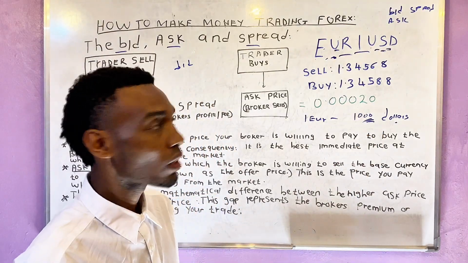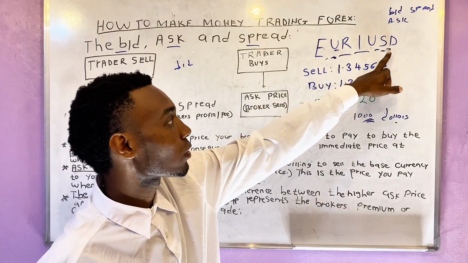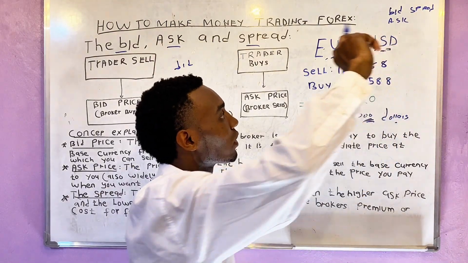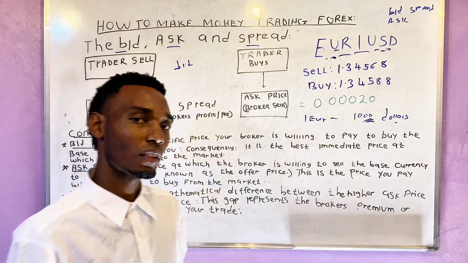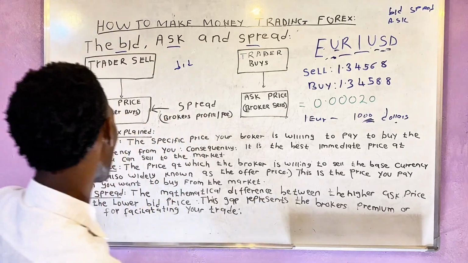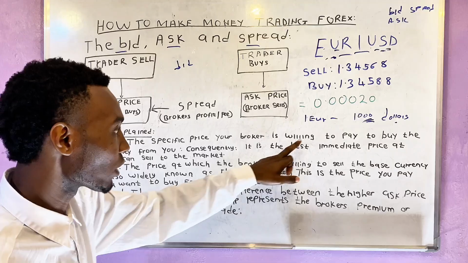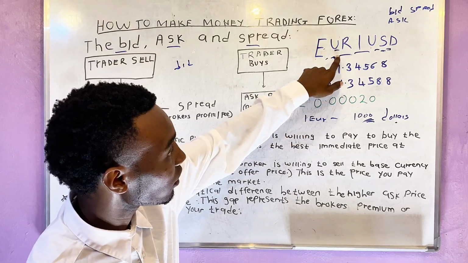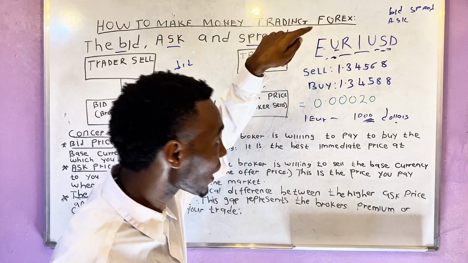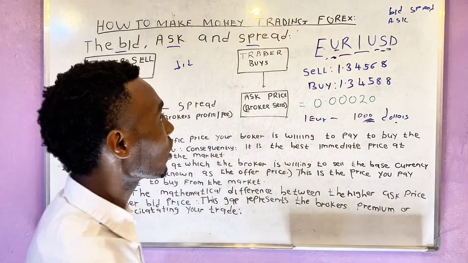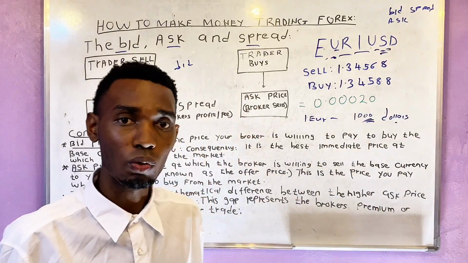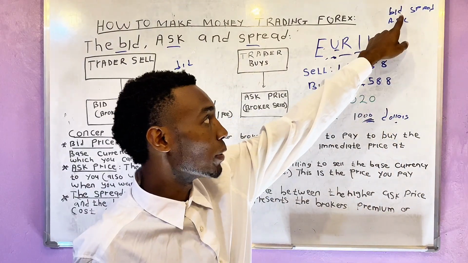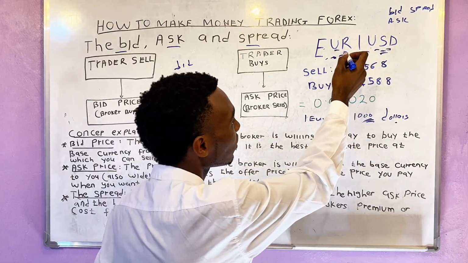You see, 1 euro is equal to 1,000 USD. An example, 1,000 USD. That is the bid, the selling price of it. The bid is the specific price your broker is willing to pay to buy the base currency. If you want to buy this currency, this base currency, the broker himself will sell the dollars to you. That is what we call bid. If you want to buy this euro, you bid. The broker will sell to you this euro in dollars.